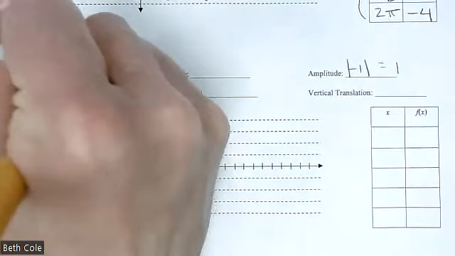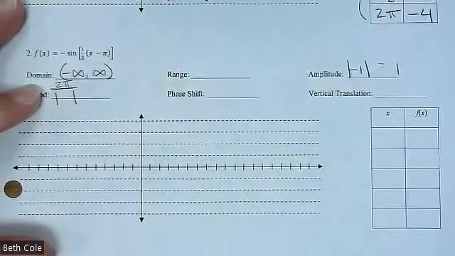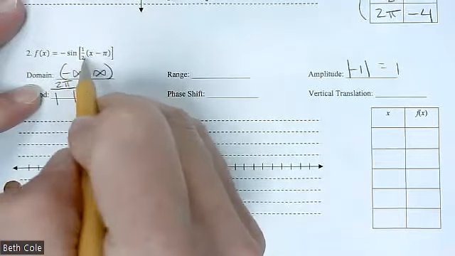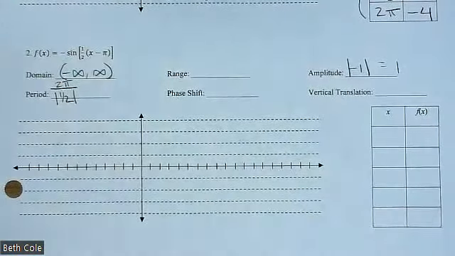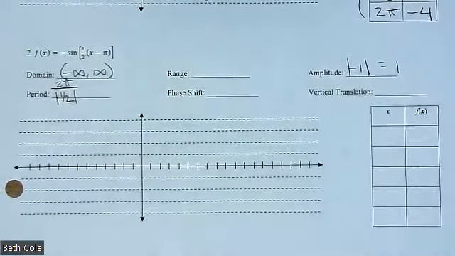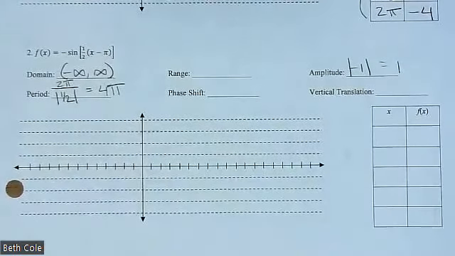Period. It's 2 pi over the absolute value of whatever's in front of the x. What's in front of the x? 1/2. Now let's have a conversation about dividing by fractions. When you divide by a fraction, you multiply by the reciprocal. So it's really 2 times 2, which will be 4 pi. Instead of 2 pi, now it's 4 pi. We stretched it. 2 times 2 is 4.